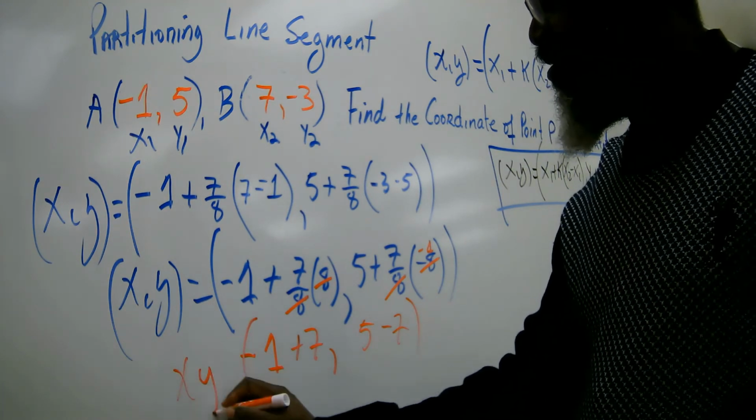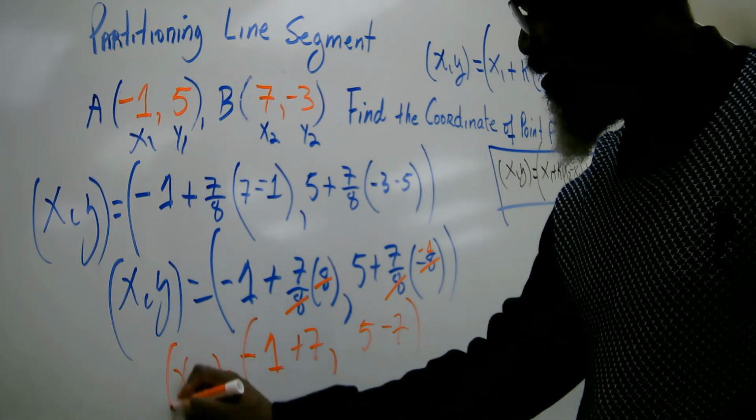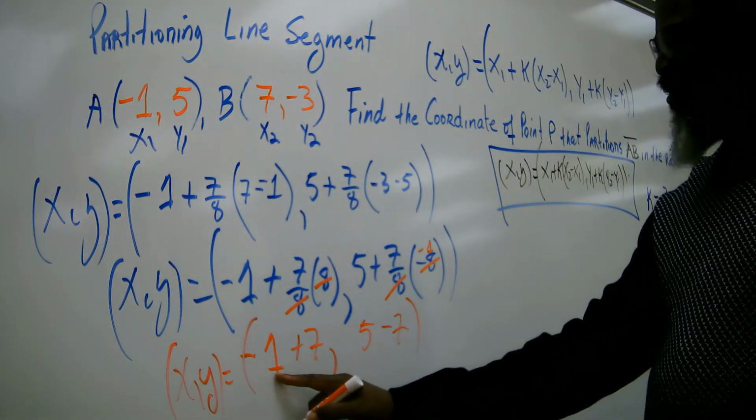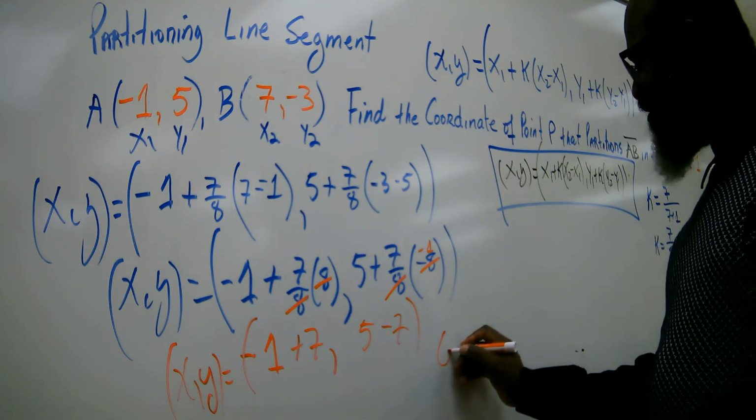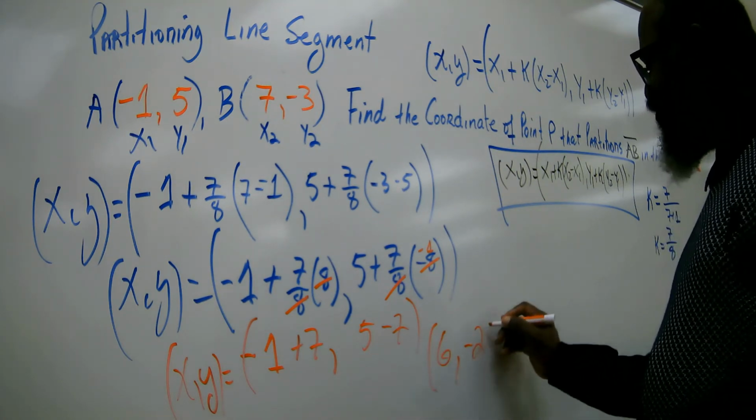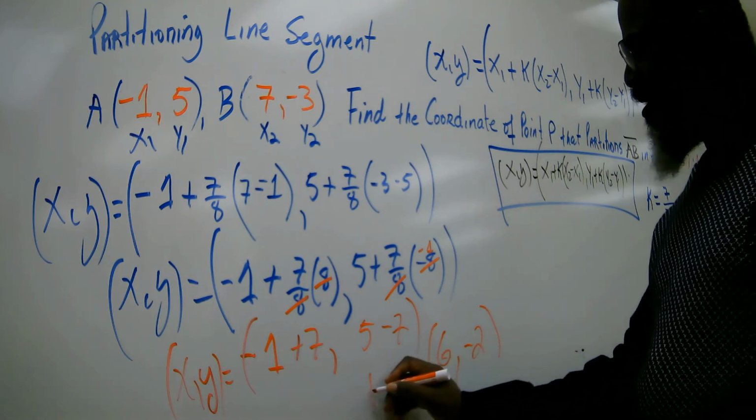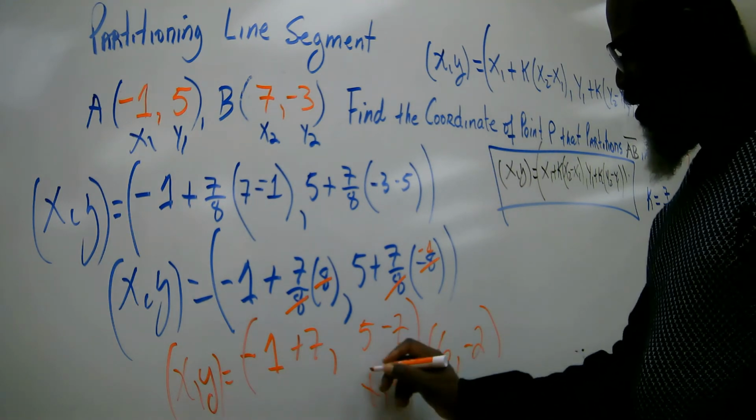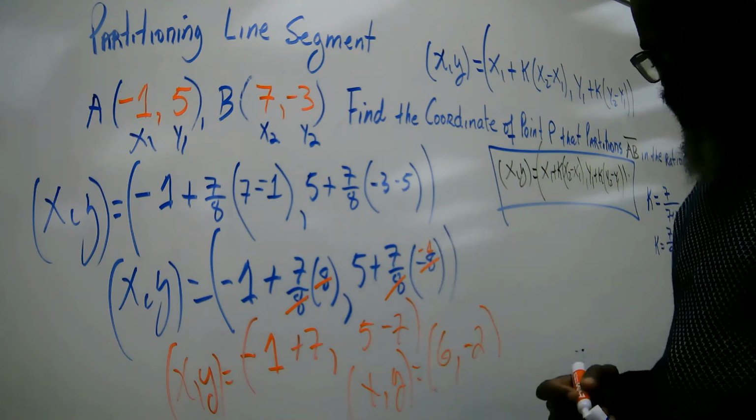Simplify one last time. Then we will end up with minus 1 plus 7, which is 6, and 5 minus 7, which is negative 2. This is where the point will be located on that segment AB.